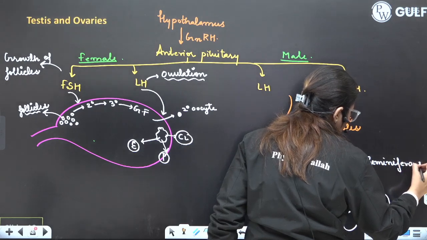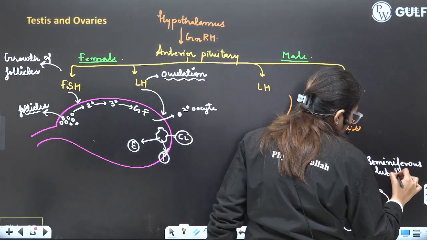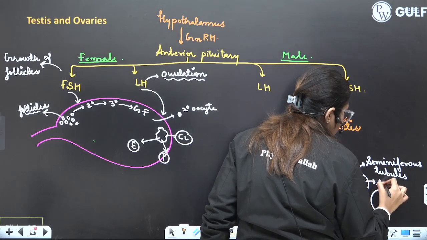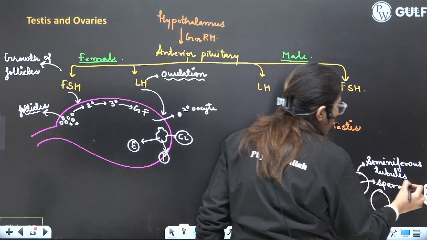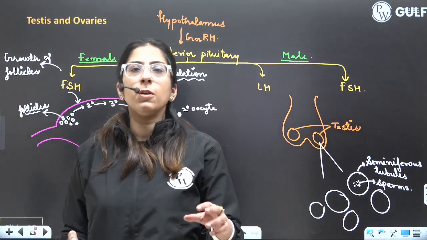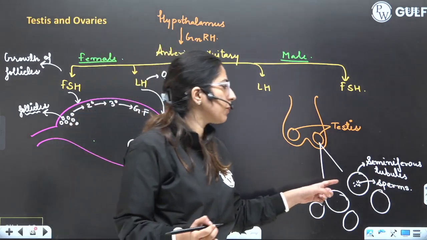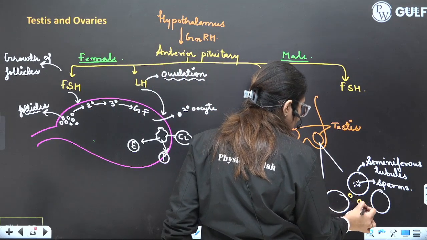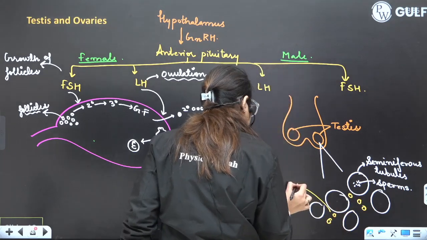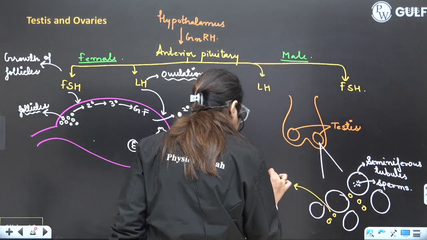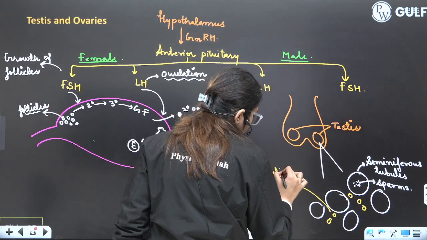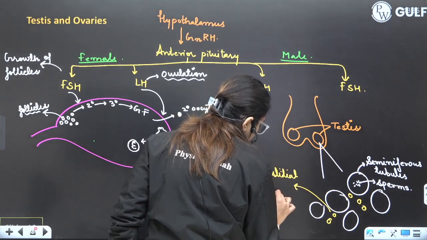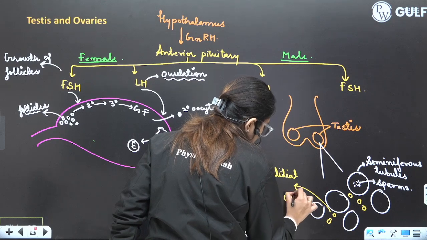So in seminiferous tubules, sperms are present in various stages of development. Mature sperms are present in the center. Here some cells are present outside, which are termed as interstitial cells, or the Leydig cells.